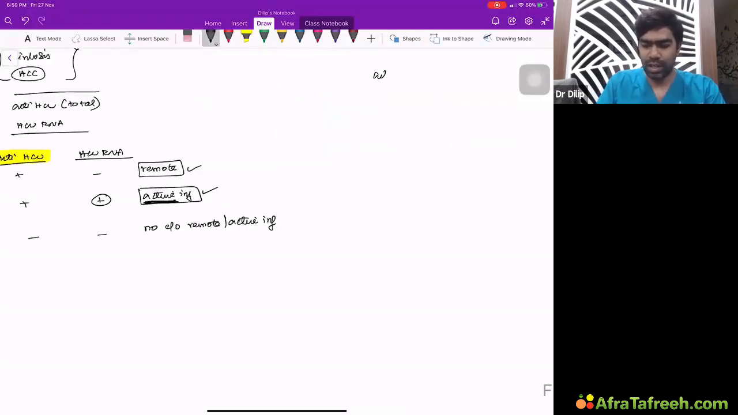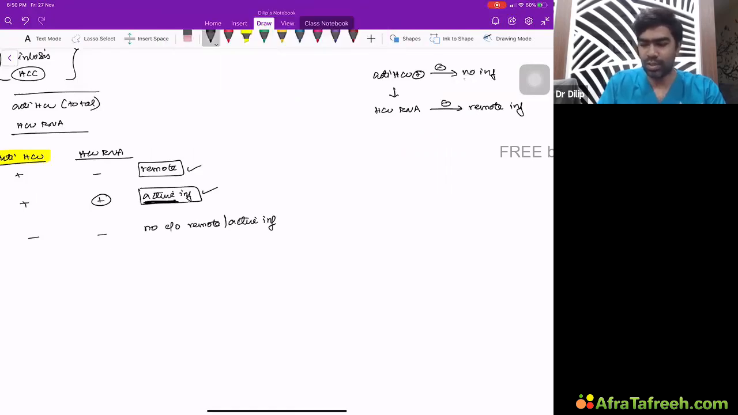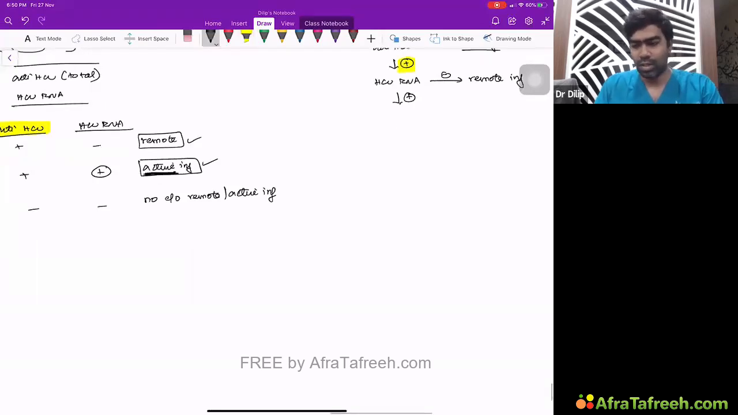So for screening and diagnosis, whenever a patient is anti-HCV positive, if they ask you the next step, you have to do HCV RNA. If HCV RNA is negative, I'm going to tell the patient has a remote infection. If HCV RNA is negative and anti-HCV is negative, then it will definitely be no infection. I'm not going to evaluate further. If anti-HCV is positive, the next step is HCV RNA. If HCV RNA is also positive, then definitely the patient has an active infection.